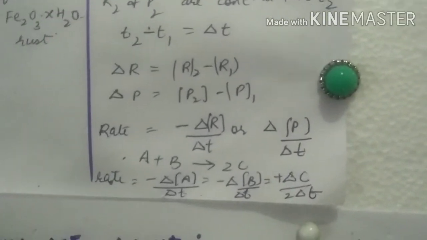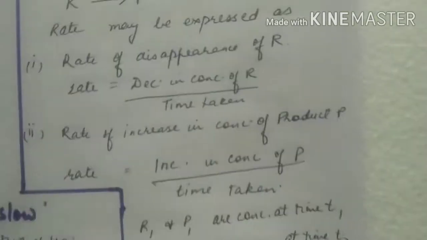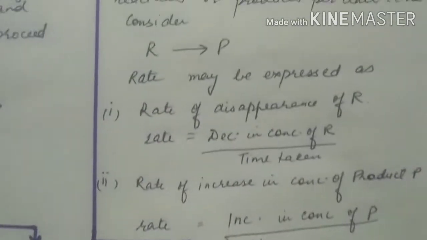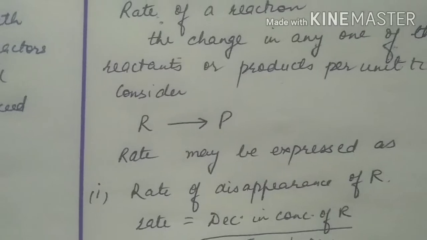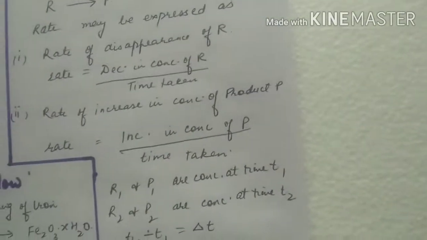For the reaction A plus B gives 2C. Here only one reactant and one product was there. 1 mole of reactant changes to 1 mole of product. So the expression was simple.